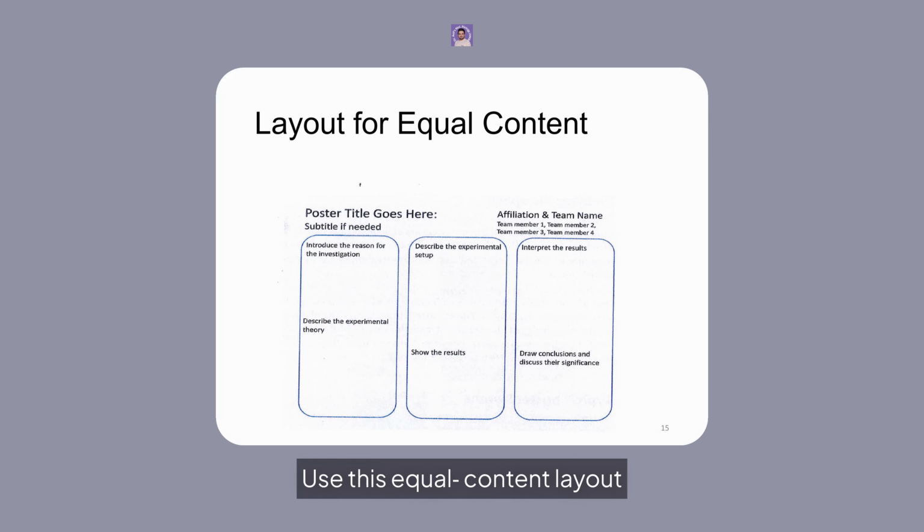Use this equal content layout when your story has three balanced components: motivation and theory, experimental setup and results, and interpretation. Each column carries a comparable amount of information, helping readers compare sections without visual bias.